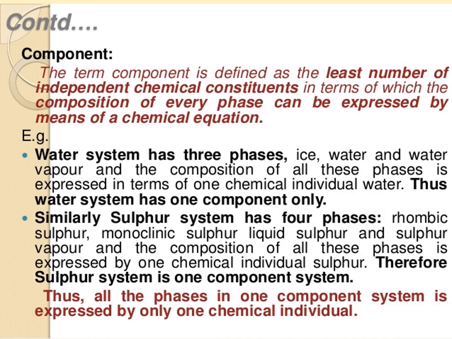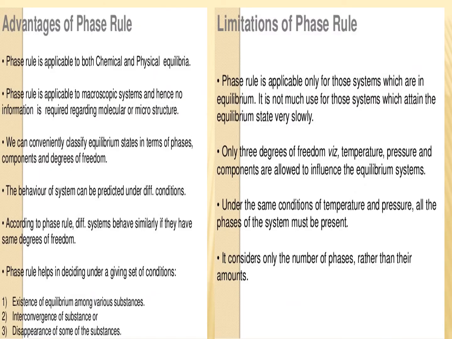Similarly, the sulfur system has four phases: rhombic sulfur, monoclinic sulfur, liquid sulfur, and sulfur vapor. And the composition of all these phases is expressed by one chemical individual, sulfur. Therefore, the sulfur system is a one-component system. Thus, all the phases in a one-component system are expressed by only one chemical individual.